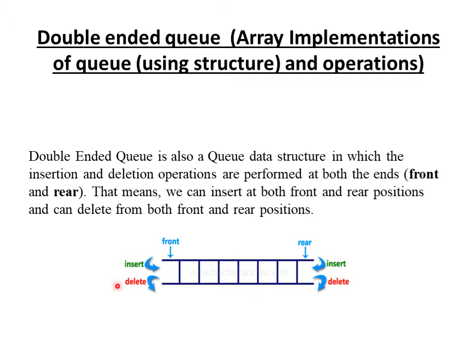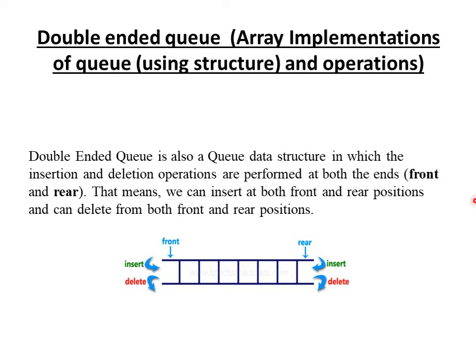Previously, what we have seen is that in the front end you can only delete, and in the rear end we insert an element or item into a queue. That is, insertion always takes place at the rear end and deletion always takes place at the front end. Where these two operations are performed on both the front end and the rear end, we call it a double-ended queue.